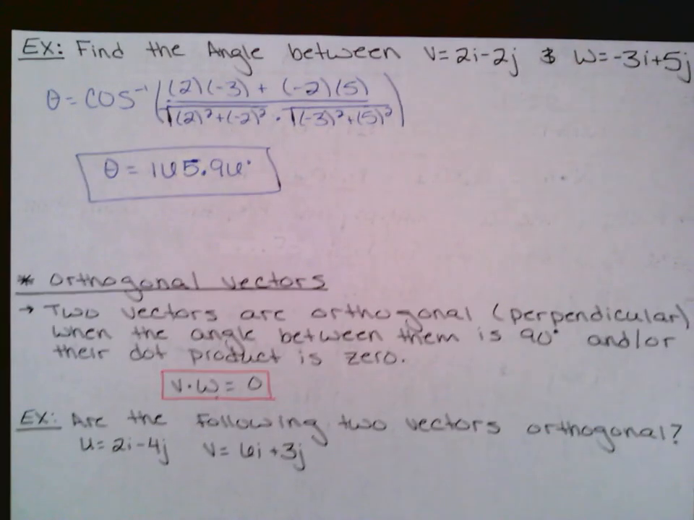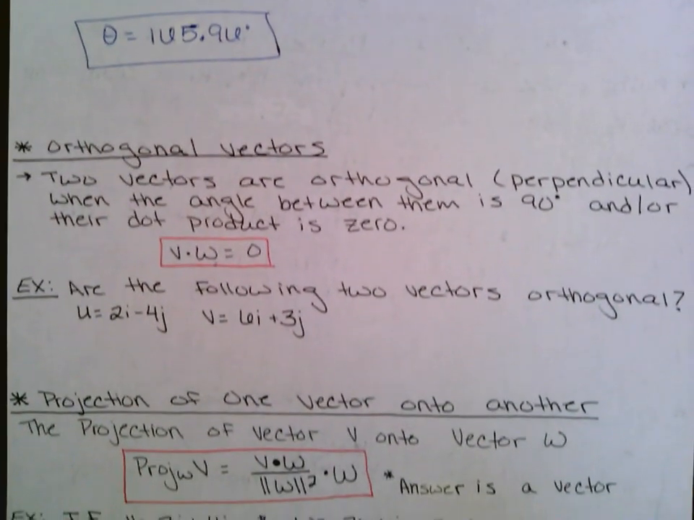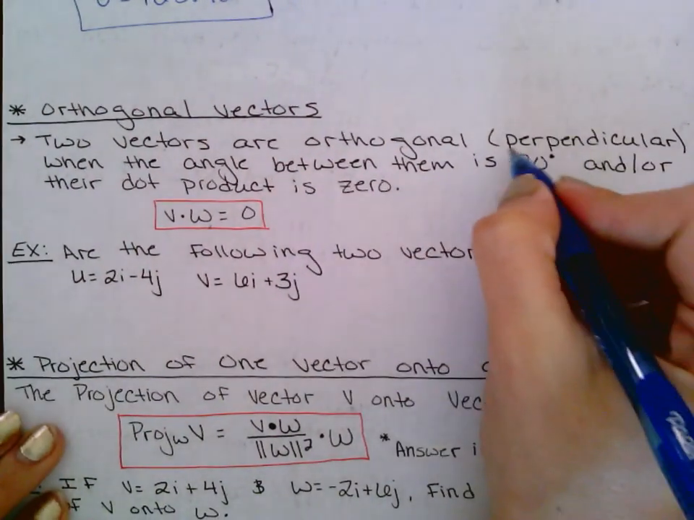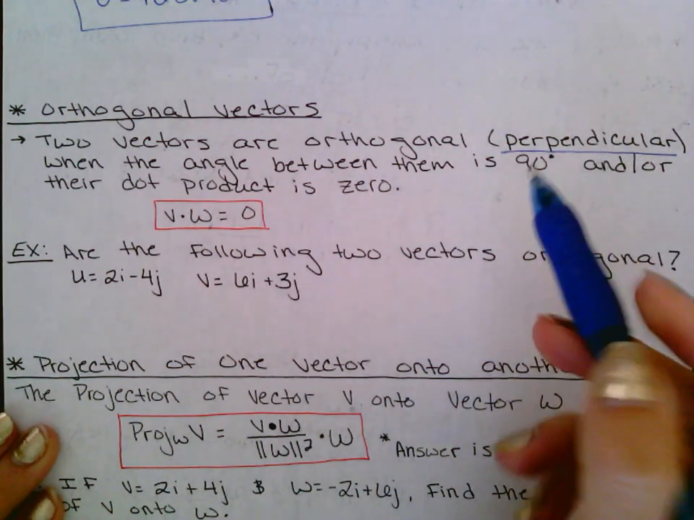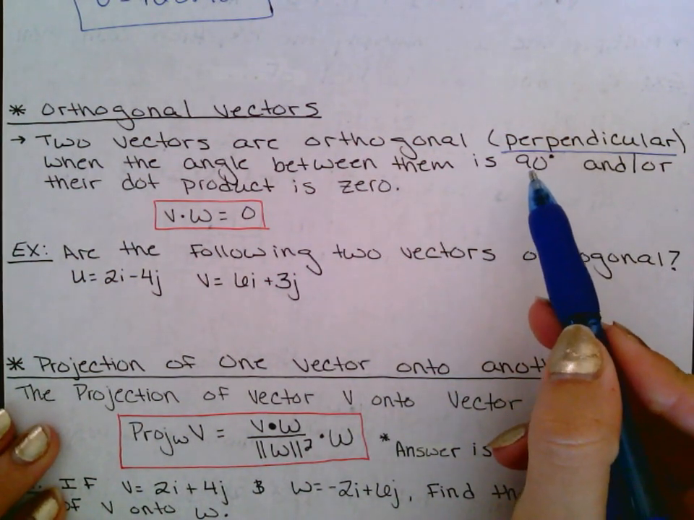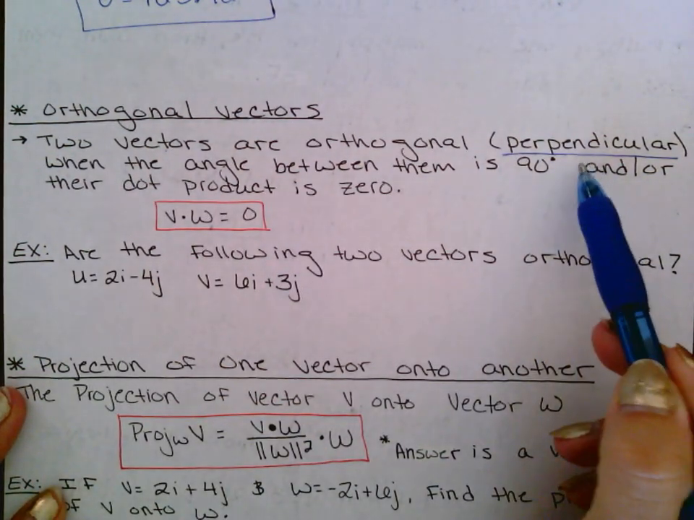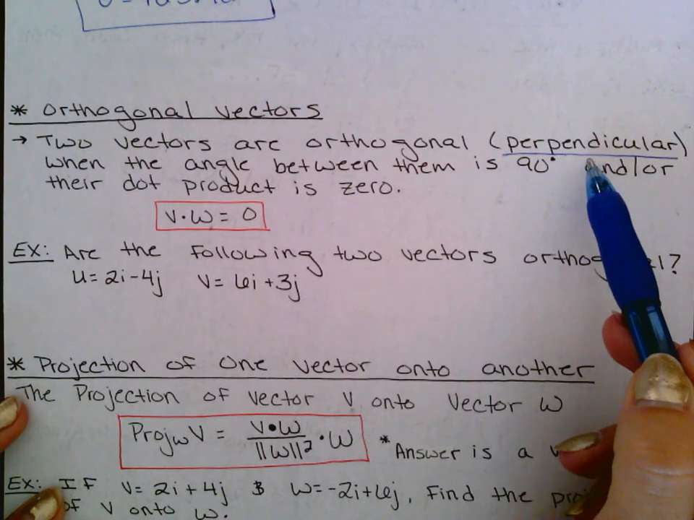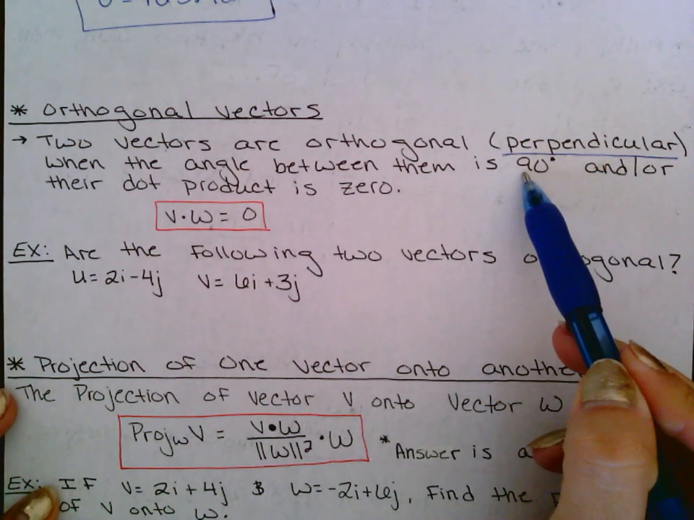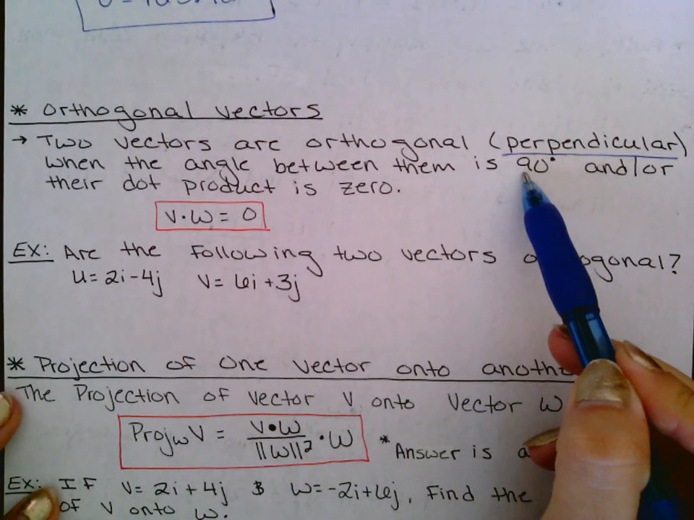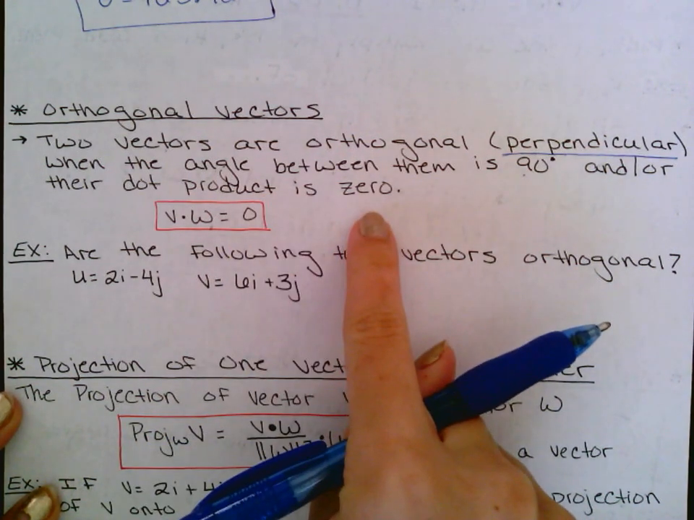All right, our next topic is finding whether two vectors are orthogonal. Orthogonal is a big fancy word that literally just means perpendicular. And perpendicular means that the two lines make a 90-degree angle. Okay? So one more time, that fancy word orthogonal just means that the two vectors are perpendicular. So if they're perpendicular, that means the angle between them is 90 degrees. Okay? And the only way that would happen is if the dot product equals 0.